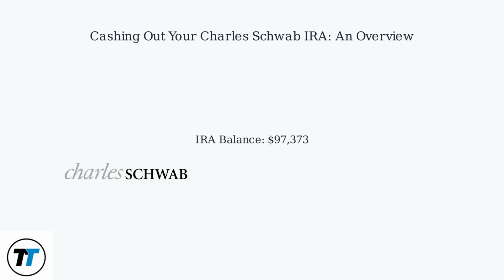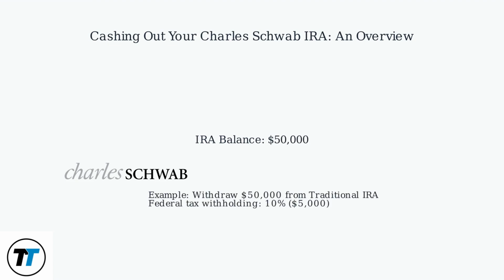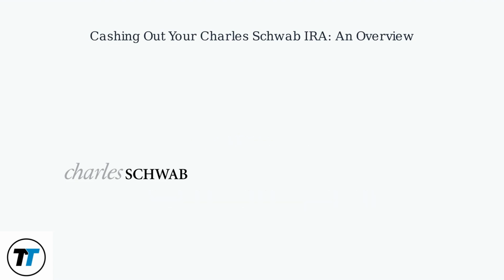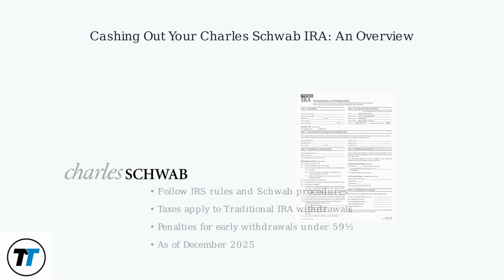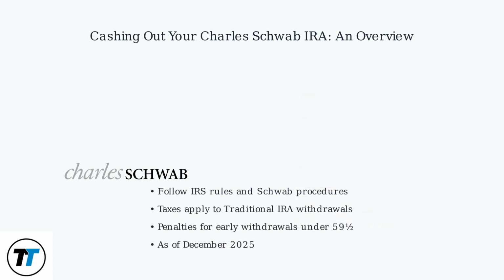For example, consider an IRA balance of $100,000. Withdrawing $50,000 from a traditional IRA would typically include 10% federal tax withholding. The withdrawal process uses forms like this IRA Withdrawal Authorization Form to handle the details. Key considerations include following IRS rules, understanding taxes on withdrawals, penalties for early access, and current regulations as of December 2025.